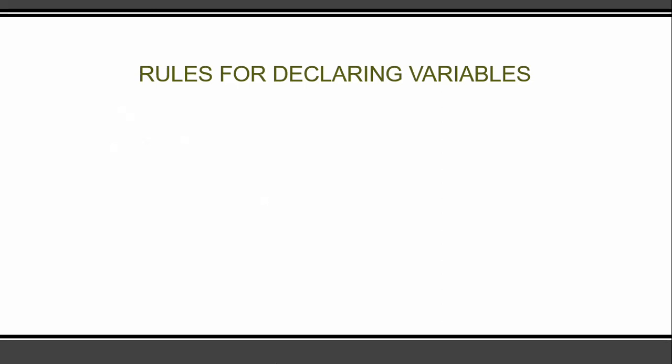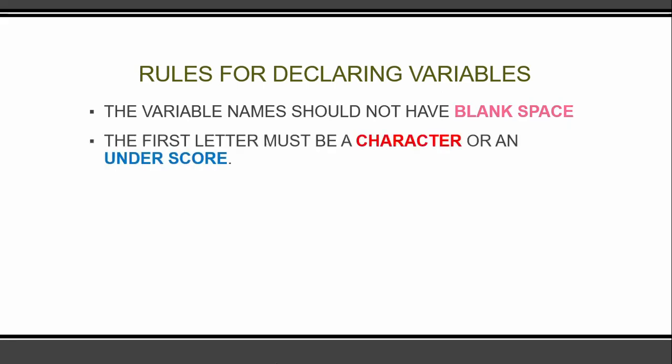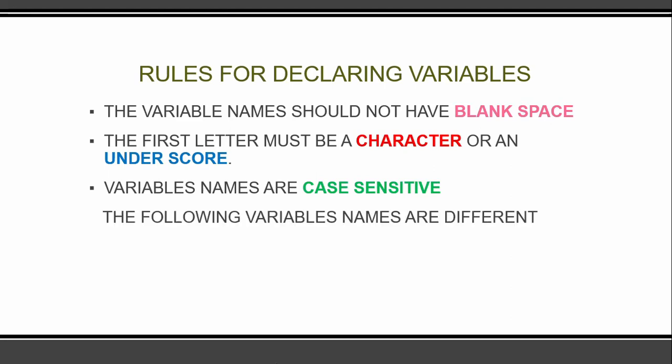In the coding section, I will explain how to declare a variable in the Python programming language. Whenever we declare a variable in Python, we have to follow certain rules. The first rule is that variable names should not contain any blank space. The first letter of the variable must be a character or an underscore. Special characters are not allowed except the underscore. Variable names are case sensitive, which means lowercase characters are different from uppercase characters.